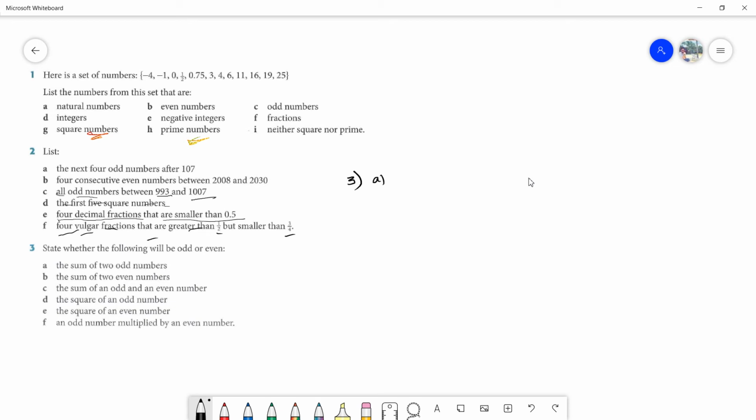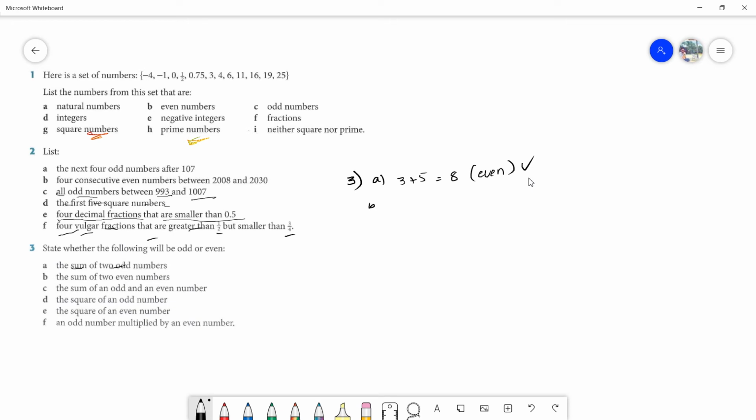State whether the following will be odd or even. Question A: the sum of two odd numbers. So odd numbers are like, let's say 3 plus 5. Both of them are odd numbers. So when we add them, we get an 8, which is even. So the answer is even.